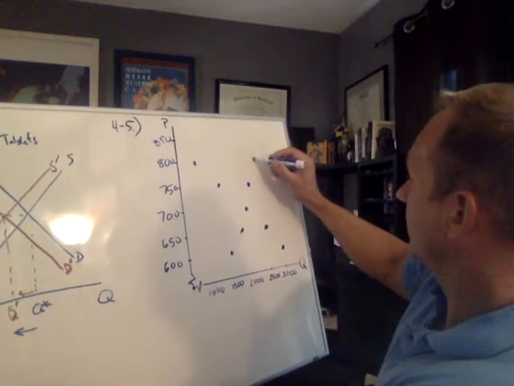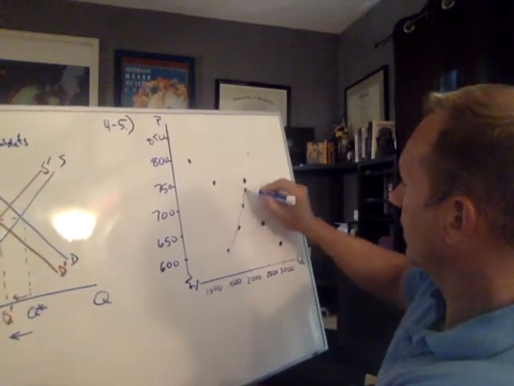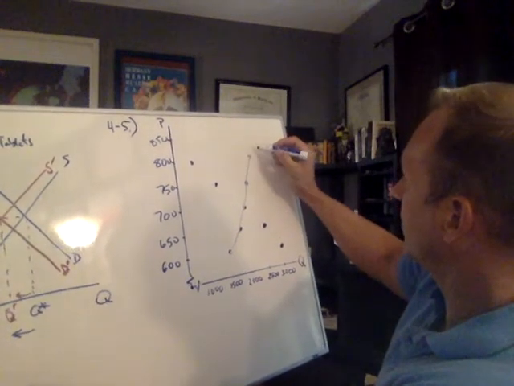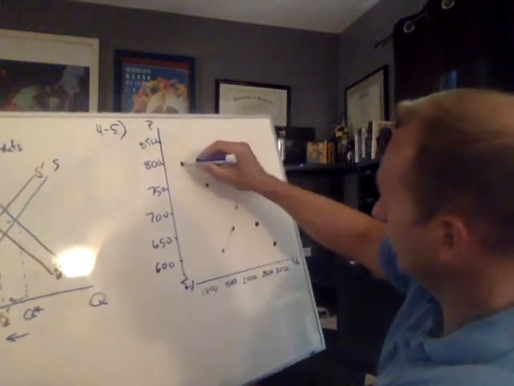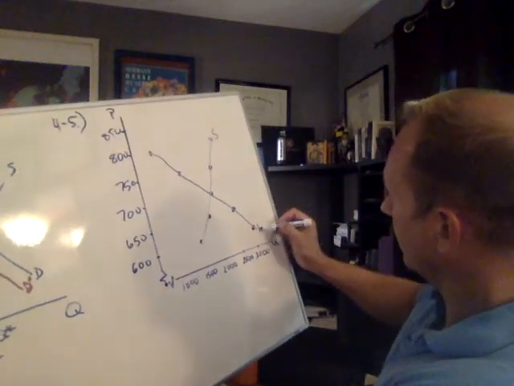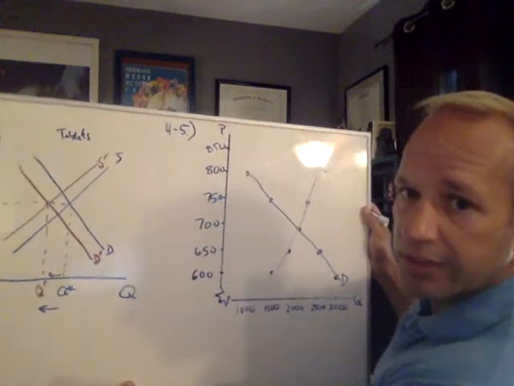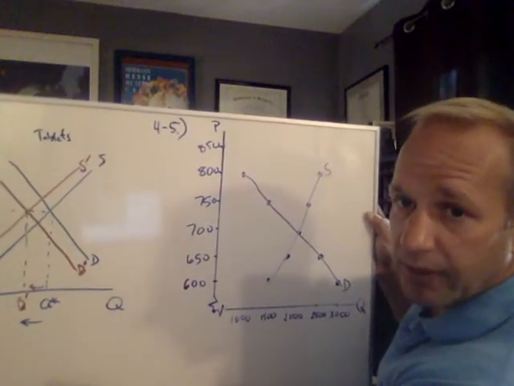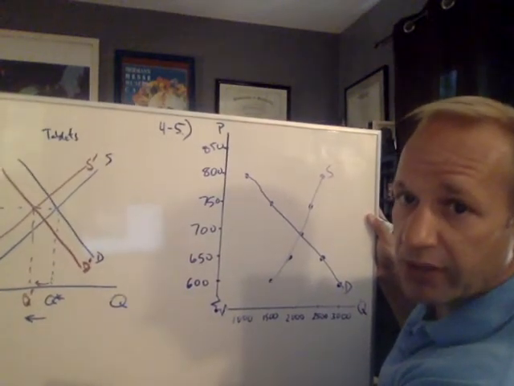Right about there. So now connecting these quantities supplied that we were given, there's our supply curve, connecting these quantities demanded that we were given, there is our demand curve. So that's plotting ordered pairs, and I think by now you can see why I don't do it very often.